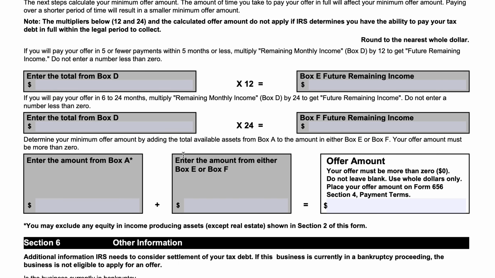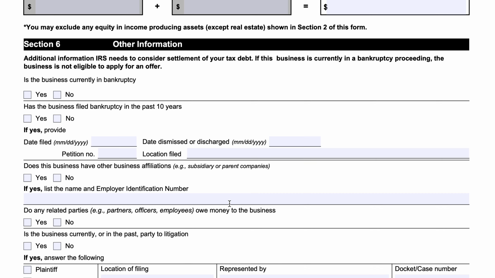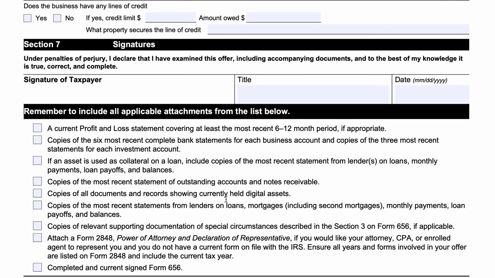This will be the information that you then put on your Form 656, the offer in compromise. Section 6 contains other information that the IRS will want to know to take into consideration. And Section 7 is the signature section. And then there's a list of attachments that you should make sure you include as part of your submission.